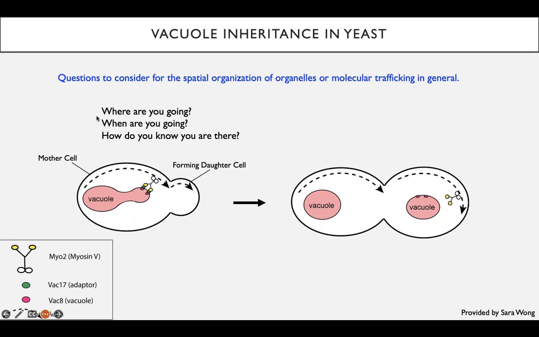So those questions are, where are you going? How does the cell take an organelle or macromolecule to a particular spot, and what are the factors that are doing that? When are you going? At what time do you do that? For organelle inheritance, that has to be coordinated with the formation of a daughter cell. And then importantly, when you get to a daughter cell, how do you know when you're there, and how do you end that transport of that organelle so that it stays put in the daughter cell?